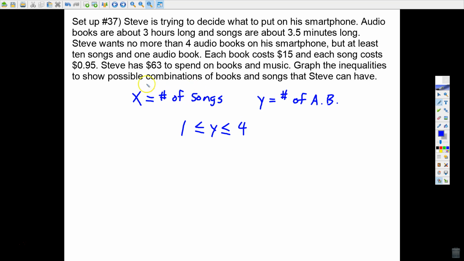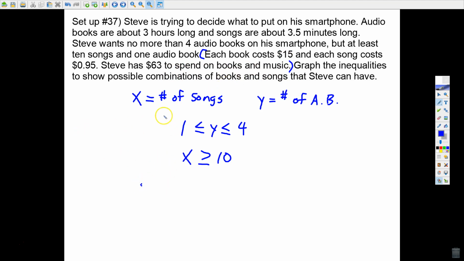Okay, so what about songs? He wants at least 10 songs. So his number of songs will be greater than or equal to 10. All right, we're also told some information about how much these cost and how much he has to spend. So that's kind of a clue that this sentence needs to be turned into an inequality. The books cost 15 each, and the songs are 95 cents each.